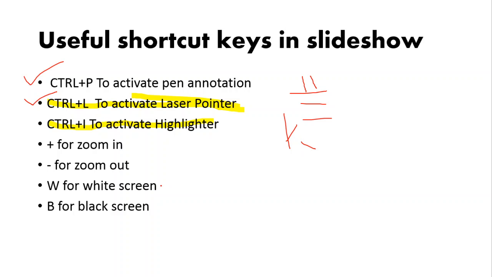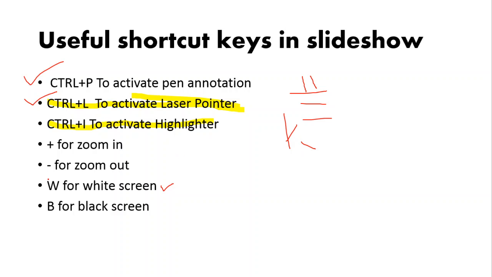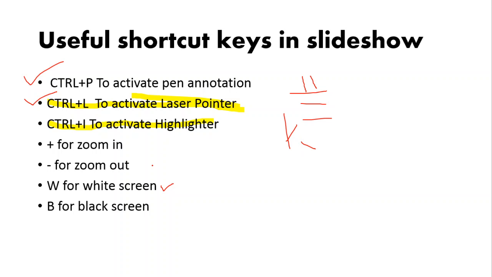And then we have W for widescreen. So let me press W, and now we have widescreen. Now if I want to explain something here, draw something here, I can. So let me again press the W key to go back to our original screen, and then we have B for black screen. If I click on B, we have the black screen activated, and now I can draw or write whatever I want. And then again I'm going to press B to go back to my slideshow mode.